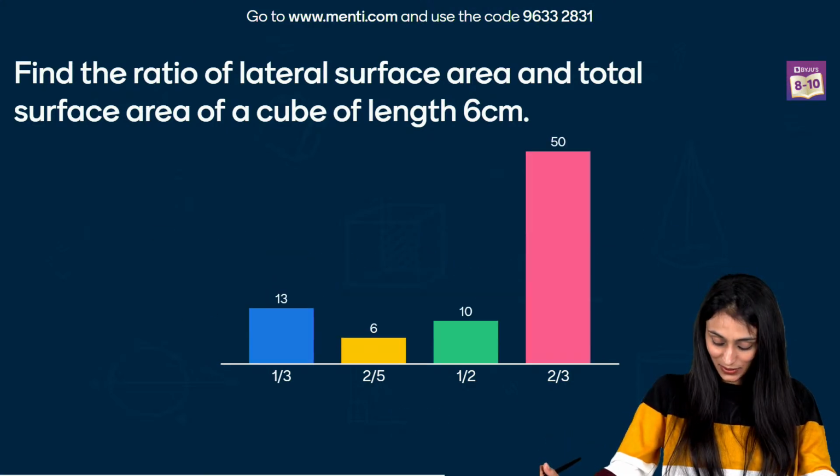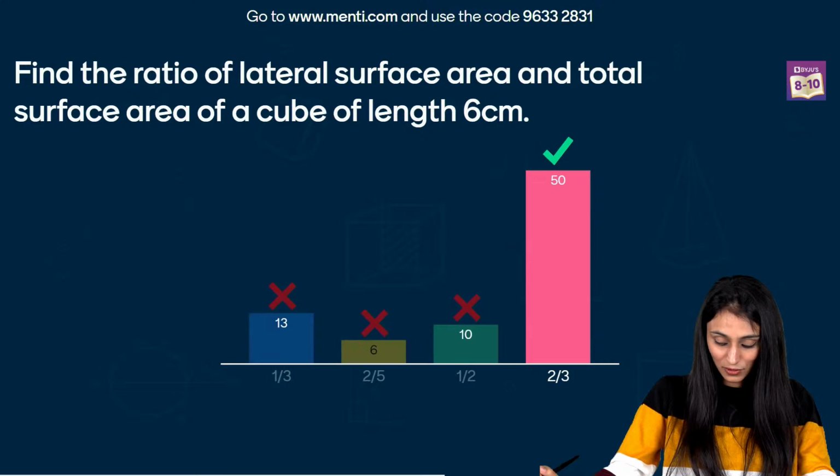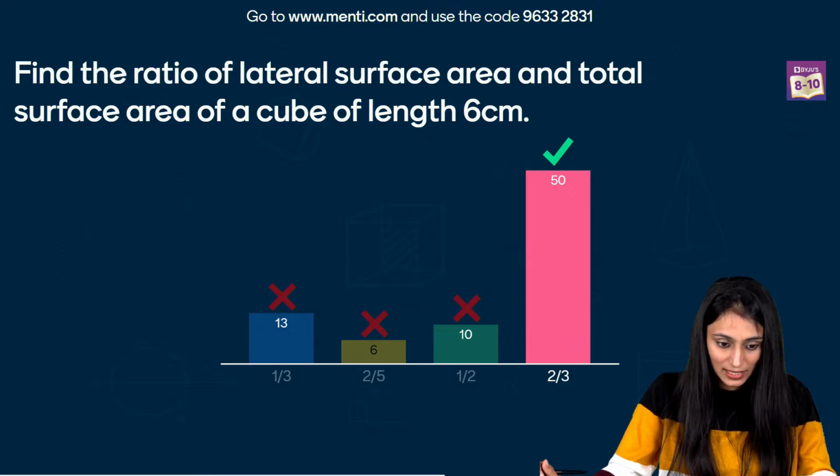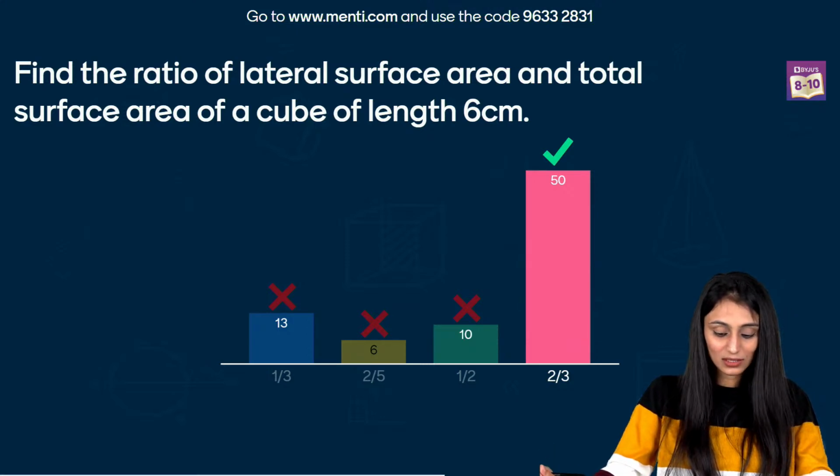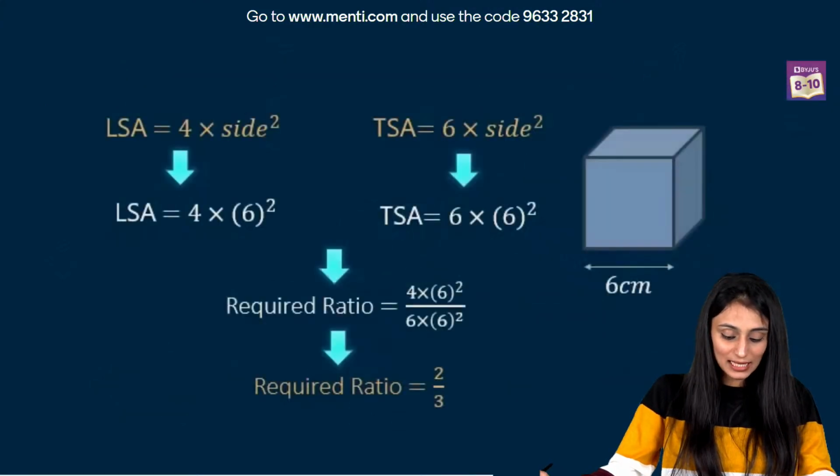Time is up. So correct answer for this question is 2 by 3. Some are saying it's 1 by 3, 2 by 5, 1 by 2. Yes, that was very easy. Not as such calculation was needed for that. Let's take a look at the solution.